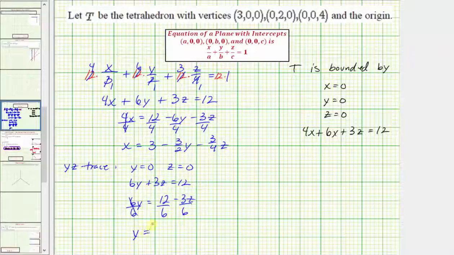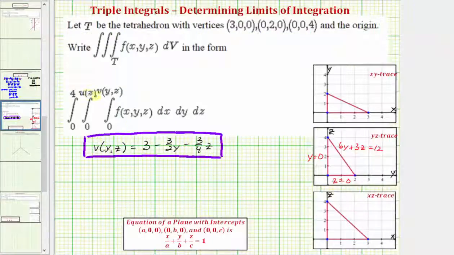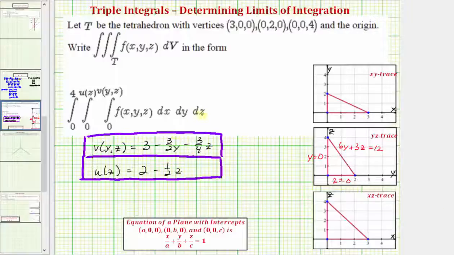And so we'd have y equals 2 minus 1/2 z, which is the upper limit of integration for y. And for our problem, we're asked to express it as u of z. So u of z, which is really just y, is equal to 2 minus 1/2 z. And then the limits of integration for z, which are already given, are from 0 to 4, and that's because looking at the yz trace, notice how we integrate from z equals 0 up to this high point where z equals 4. I hope you found this helpful.